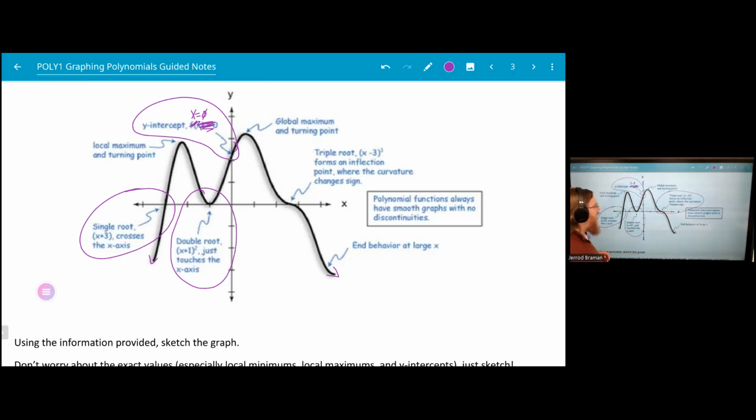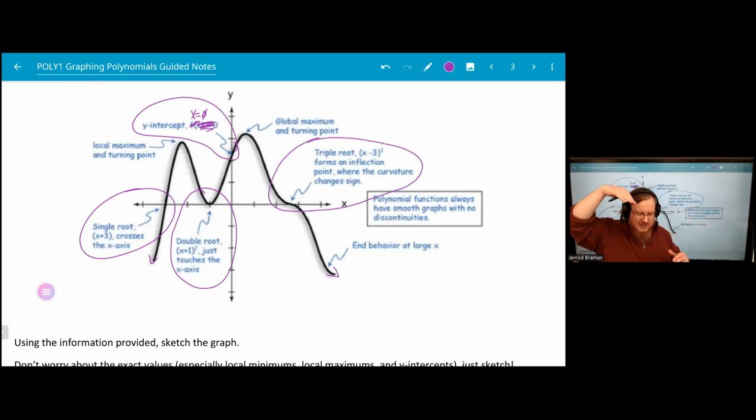There's also this triple root thing right here. Notice how it does go through the x-axis, but it's got this little inflection. It's kind of like got this little curvature to it. All right, so remember that as we go through here, we've got single roots, double roots, triple roots. If the exponent's 1, 3, 5, 7, they would go through. But if I've got an even number, like a double root, if it happens an even number of times, we've got a bounce. And we've also got this end behavior. We're going to talk about how to sketch these things.